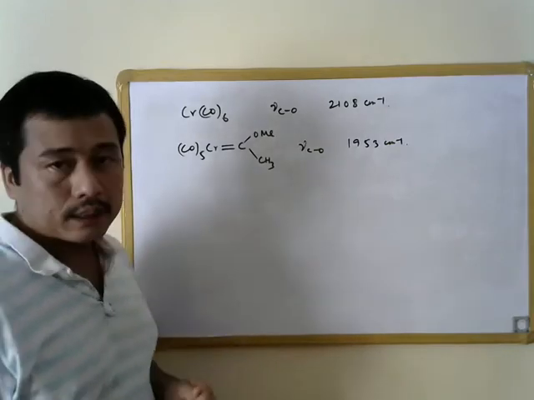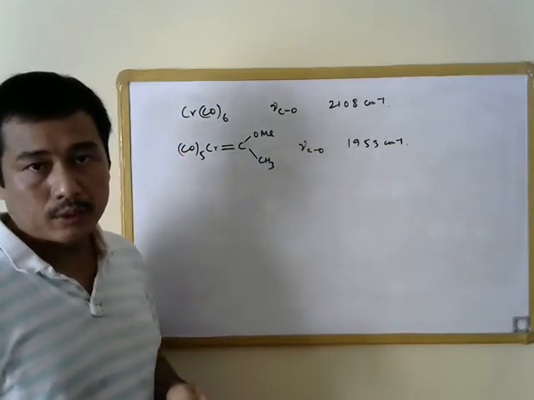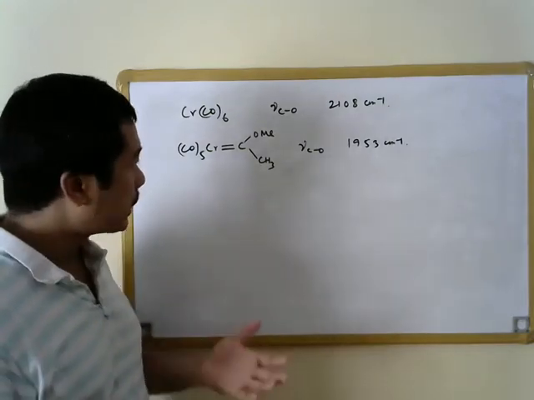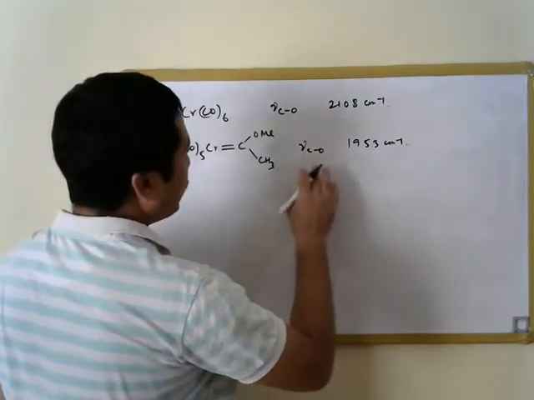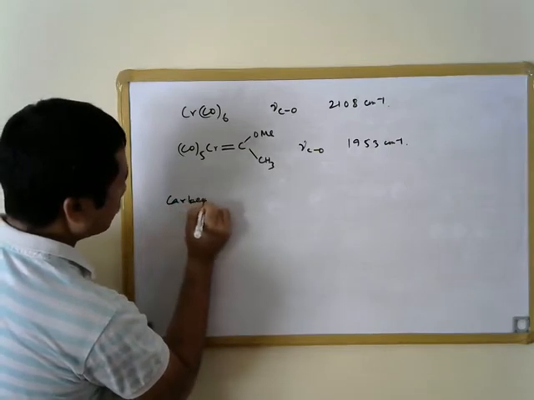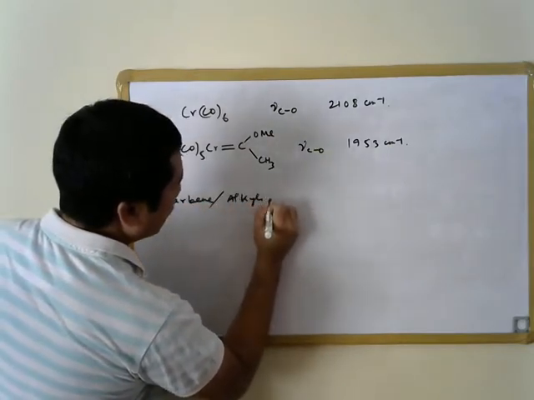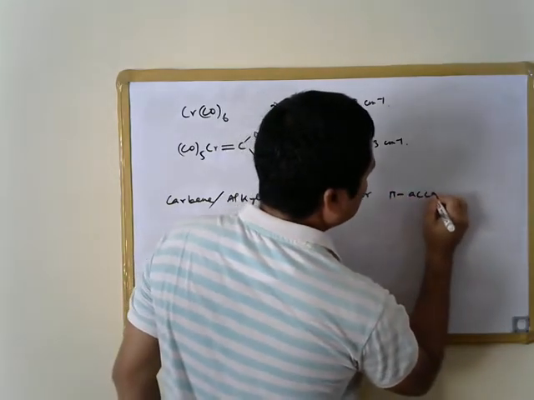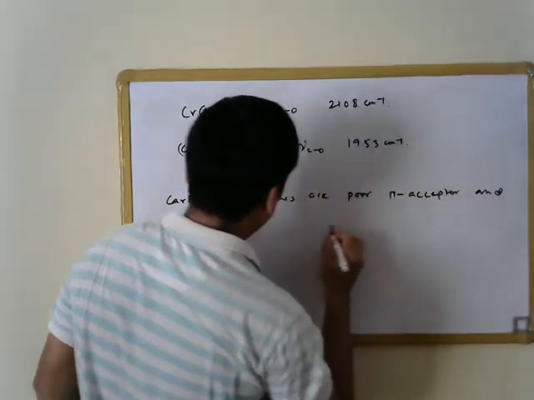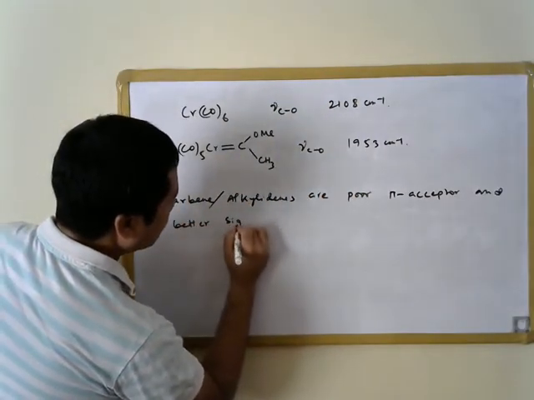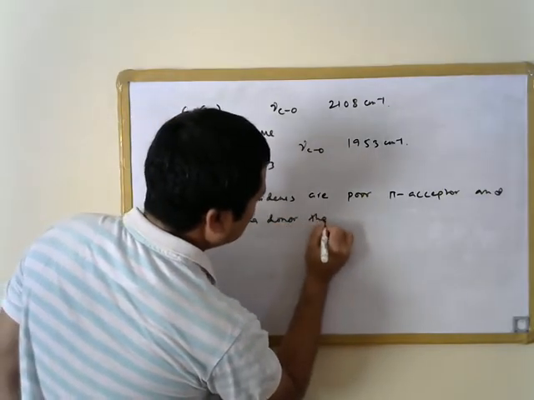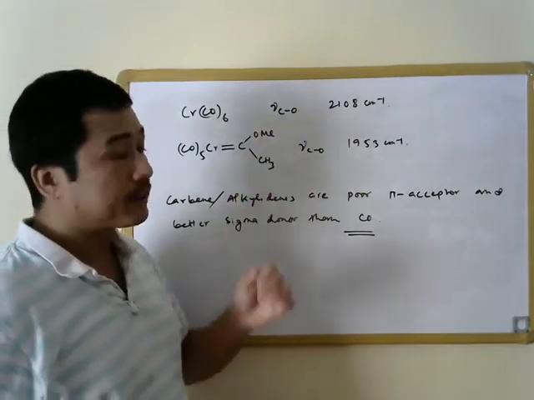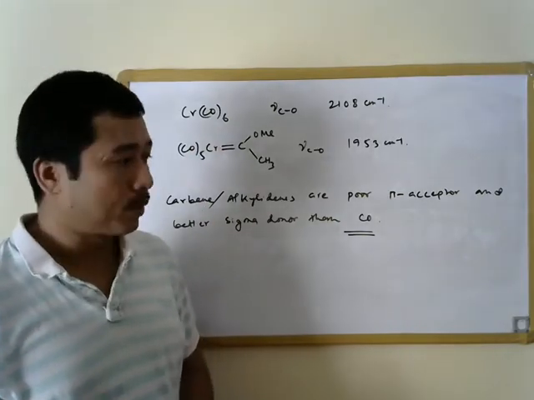So this essentially tells us that the carbene ligand here, or the alkylidene ligand here, is a poor pi acceptor as compared to the carbonyl ligand, and it is a better sigma donor. So carbenes or alkylidenes are poor pi acceptors and better sigma donors than CO. So this is what we learned by looking at the experimental evidence, that is the CO stretching vibration in these metal carbonyl complexes.